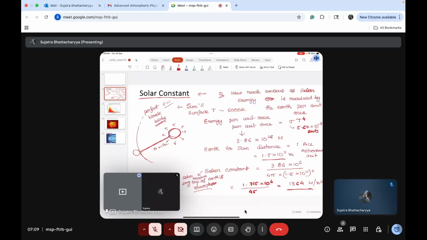It varies over a long period of time, meaning a large number of years, 100 years, 1000 years. On that scale, this solar constant changes very little. It does not change much. So this is one of the important things.